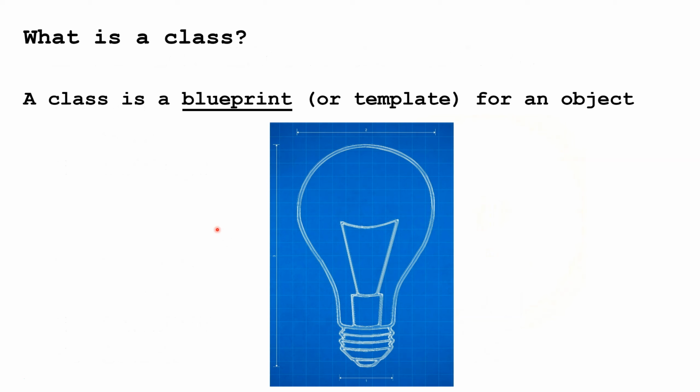Now, let's talk about a class that the light bulb object was made from. A class is a blueprint or a template for an object. So there needs to be a class before we create an object. There are a number of classes built into Java, so often we just use these pre-made classes.